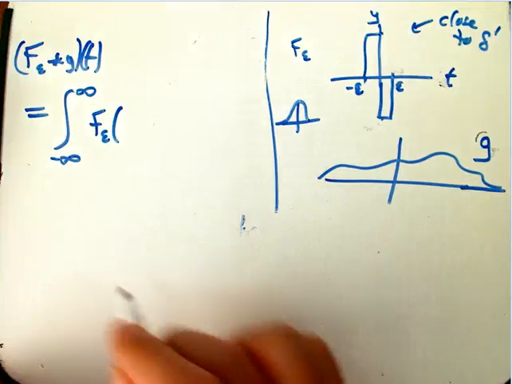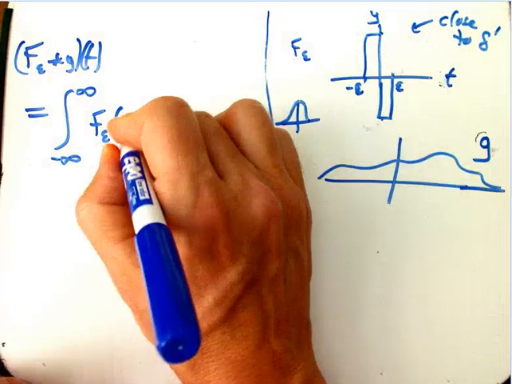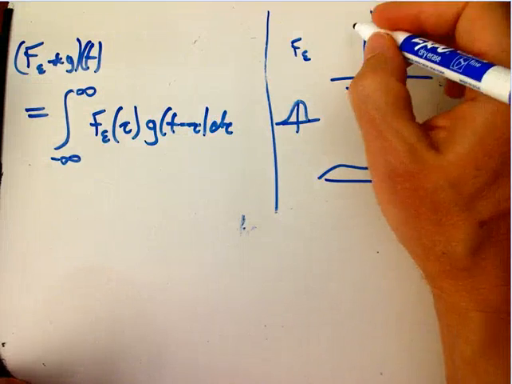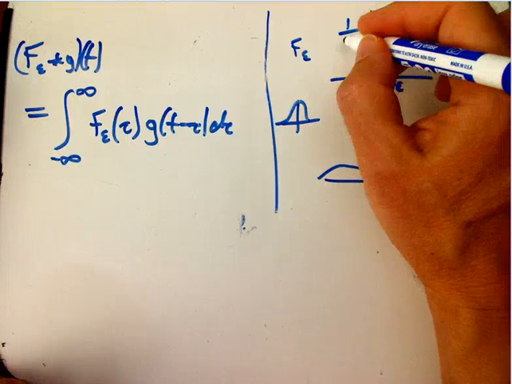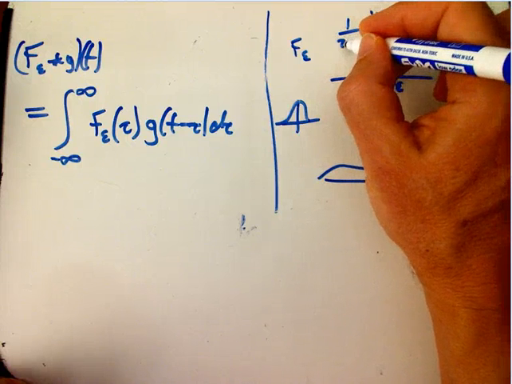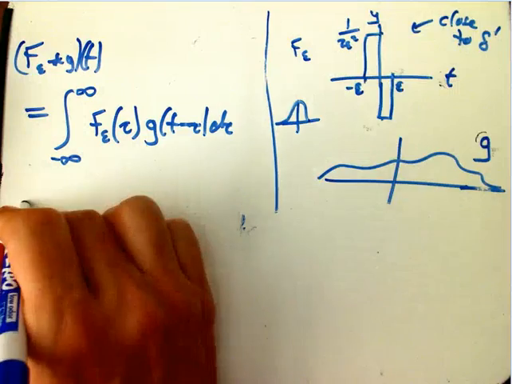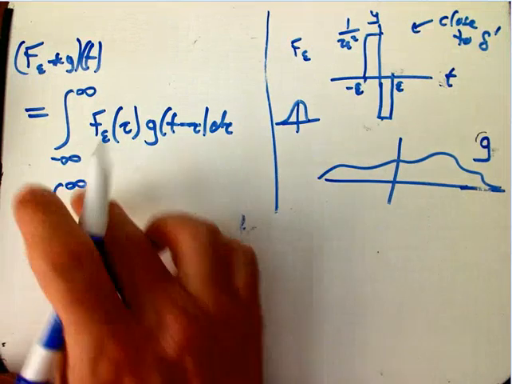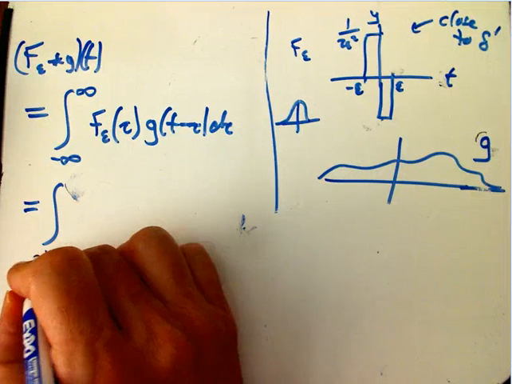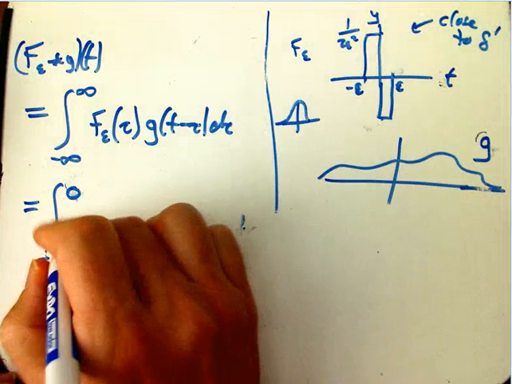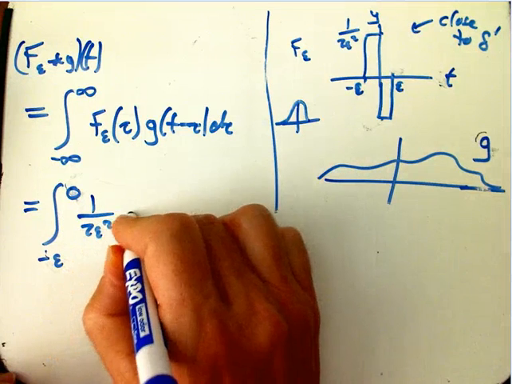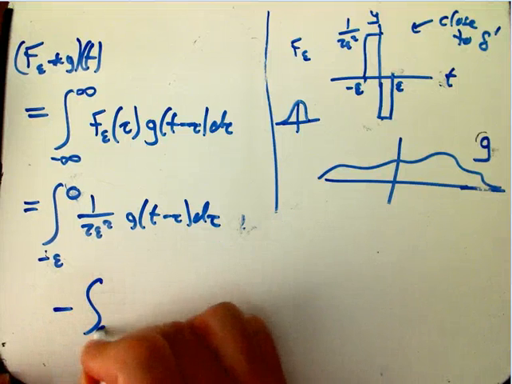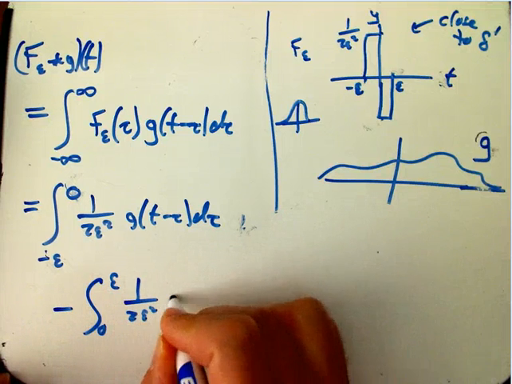Okay, so now it's going to be that integral of f epsilon of tau, g of t minus tau d tau. Oh, and this has to be 1 over 2 epsilon squared, I think. I might be getting the 2's wrong. I wasn't intending to do this, but it just struck me as something I should do. So that's going to be two integrals: the integral from minus epsilon to 0 of 1 over 2 epsilon squared g of t minus tau d tau, and then minus the integral from 0 to epsilon of 1 over 2 epsilon squared.